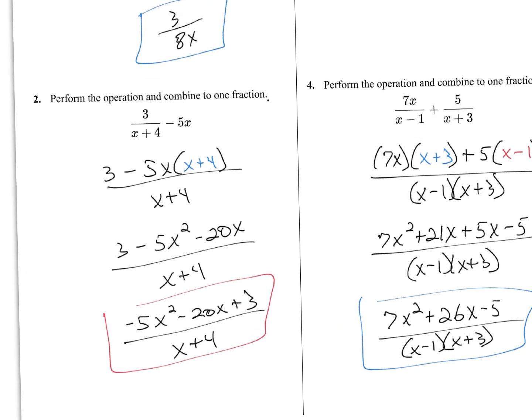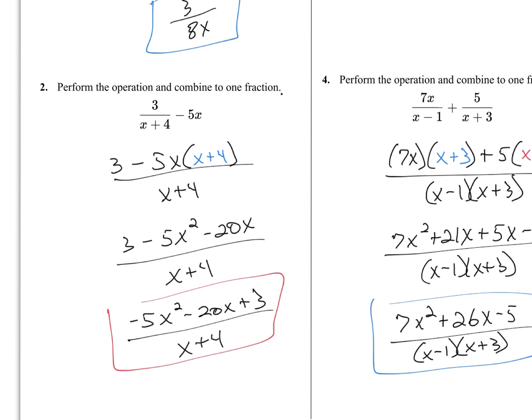All right, let's take a look at number 2. Similar, except in this one here, the minus 5x, the denominator is technically 1. It's not written as a fraction, but it would be over 1. So the common denominator is just x plus 4, because x plus 4 times 1 is just x plus 4. So this first fraction, which has a numerator of 3, the numerator does not have to be multiplied by anything else because it has the common denominator as its denominator. The minus 5x, though, is going to have to be multiplied by the x plus 4.